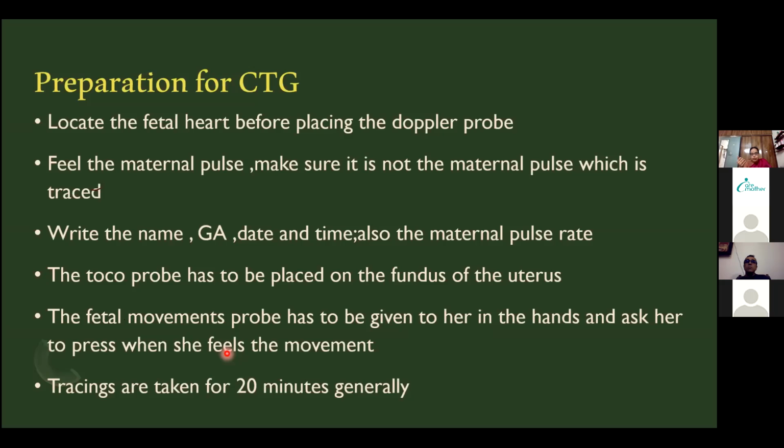Fetal movements probe has to be given in her hands and ask her to press whenever she feels a movement. And the tracings are generally taken for 20 minutes. Why it is 20 minutes? Generally in 20 minutes, there will be at least one movement and there will be one acceleration at least. And 20 minutes is a reasonable time for the woman to lie down and have a trace.